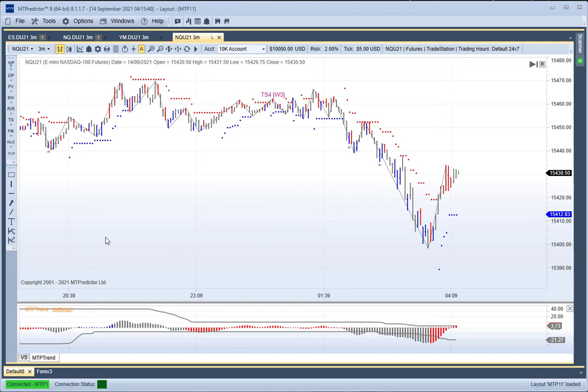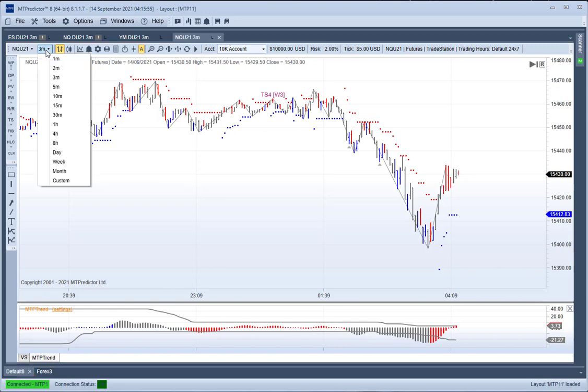For those of you who are new to MTPredictor, you remember that we're not a black box system. We don't take all our trade setups blindly. We don't do this because we know and understand that markets are random about half the time, therefore we only look to trade when the picture is clear. And for that we go to the higher time frame.